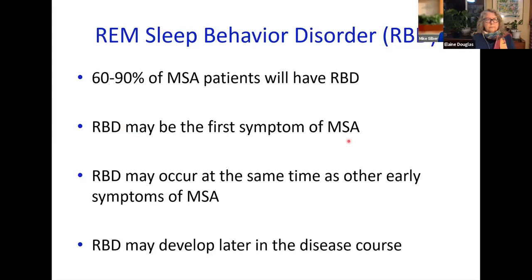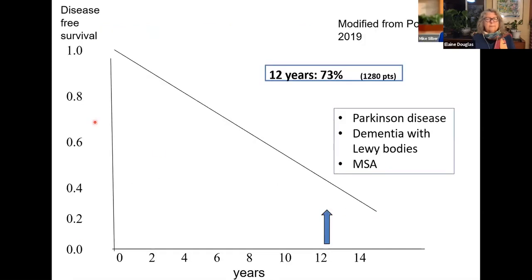Now, let's consider first this group of patients in which RBD is the first symptom of something. So we have a patient who comes to see me who is complaining of acting out dreams. But when I take a history and examine the patient, there is nothing wrong neurologically. Otherwise, it's just a history of acting out dreams. What is likely to happen to that patient?